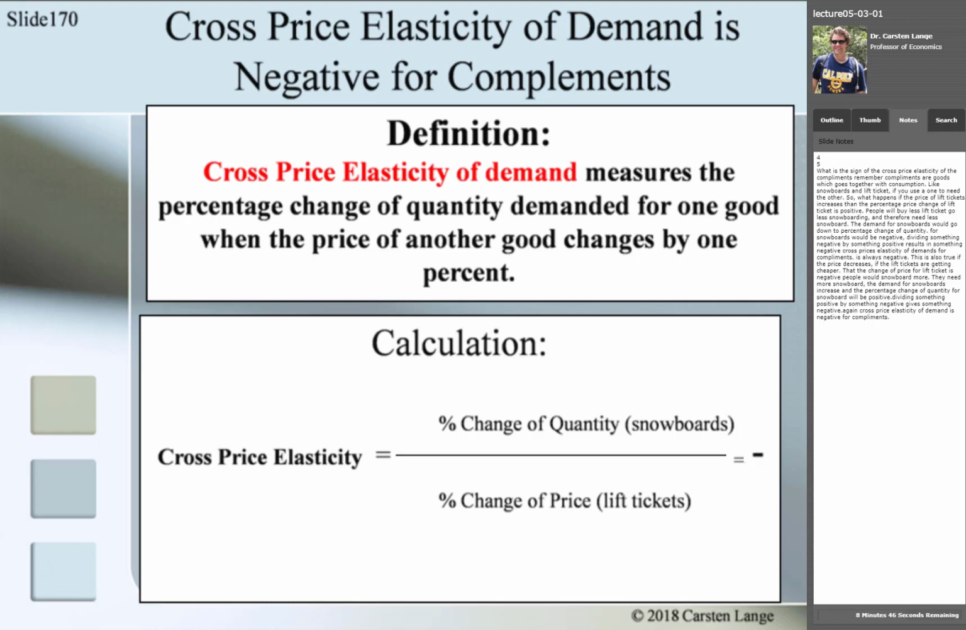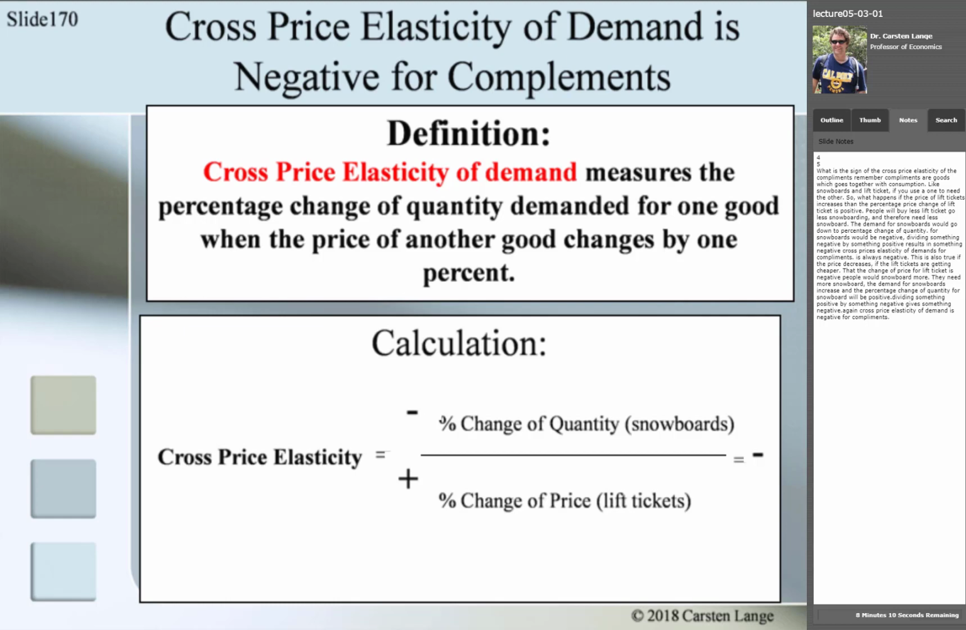What is the sign of the cross-price elasticity for complements? Remember, complements are goods which go together in consumption, like snowboards and lift tickets. If you use the one, you need the other. So what happens if the price of lift tickets increases? Then the percentage price change of lift tickets is positive. People will buy fewer lift tickets, go less snowboarding, and therefore need fewer snowboards. The demand for snowboards would go down.